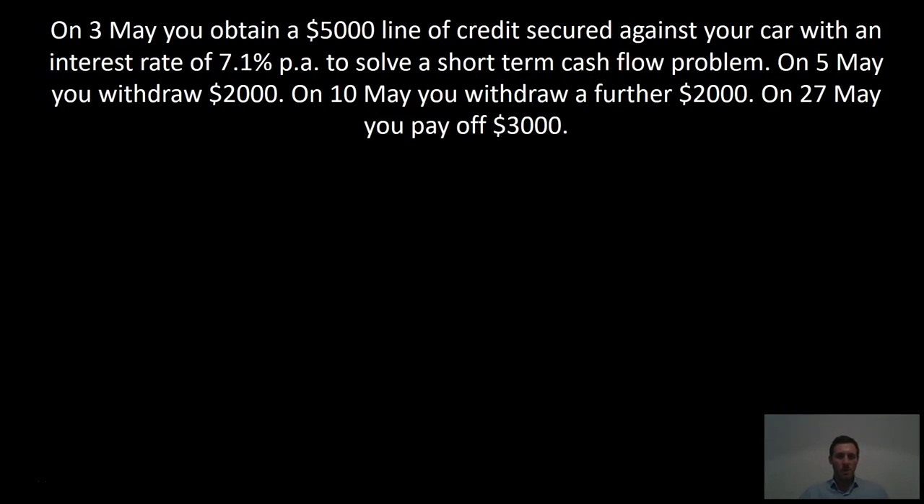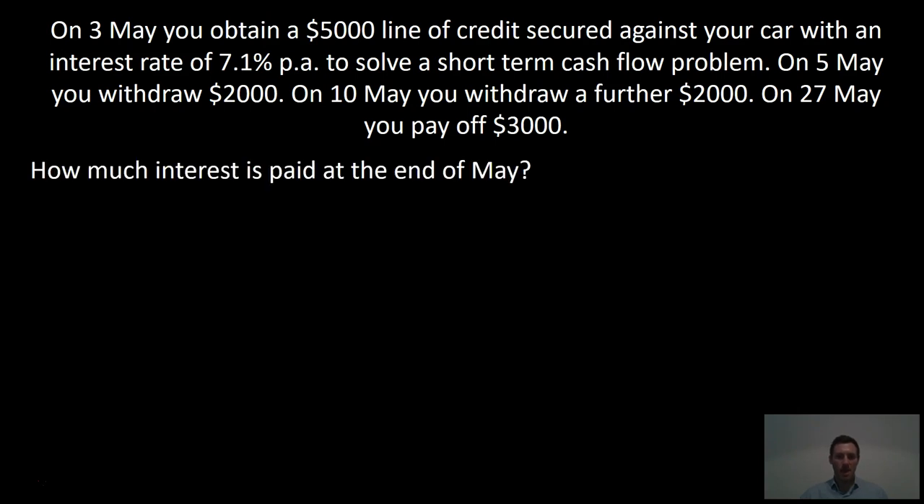On the 3rd of May, you obtain a $5,000 line of credit secured against your car with an interest rate of 7.1% per annum. You do this to solve short-term cash flow problems. On 5th of May, you withdraw $2,000. On 10th of May, you withdraw a further $2,000. But on 27th of May, you pay off part of that, you pay $3,000. How much interest is paid at the end of May?